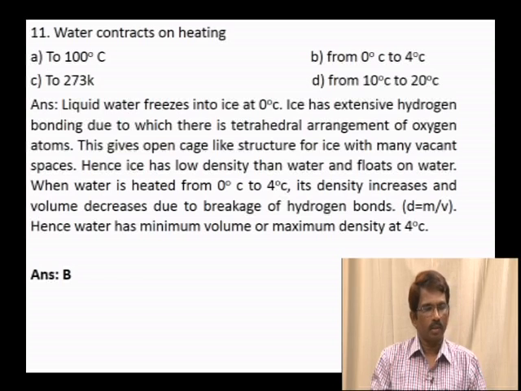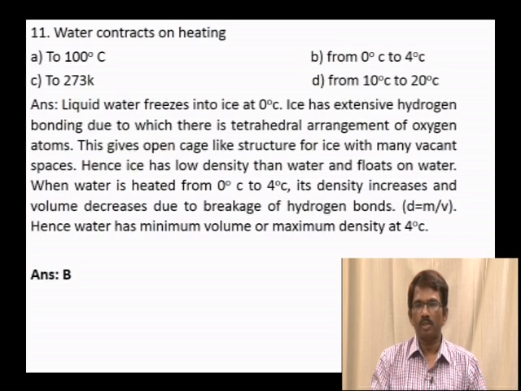In question number 11, water contracts on heating from 0 to 4 degrees centigrade, that is 273 to 277 kelvin, and then from 10 to 20. Normally when any liquid or a solid is heated, its volume increases. However, water has extensive hydrogen bonding when it is frozen into ice. Because of extensive hydrogen bonding, the oxygen atoms in ice are tetrahedrally arranged with many vacant spaces.